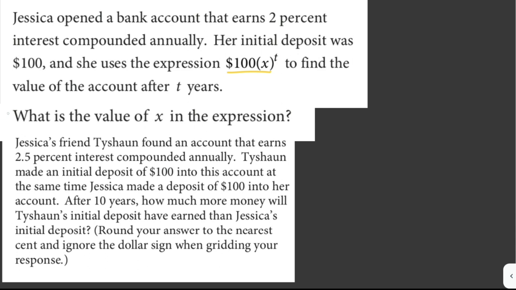So we have two questions here. The first one is, what is the value of x in the expression? And then the second one is the Tishon comparison. Let's answer the first question first. Her initial deposit is $100 and it earns 2% interest compounded annually.